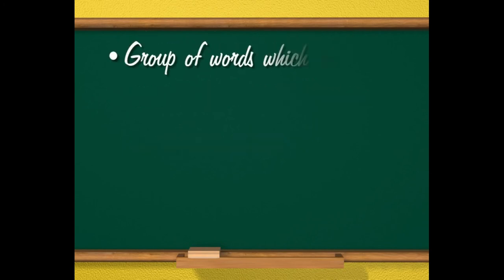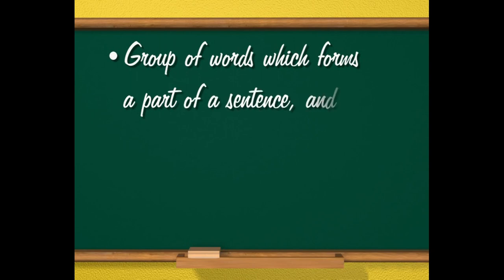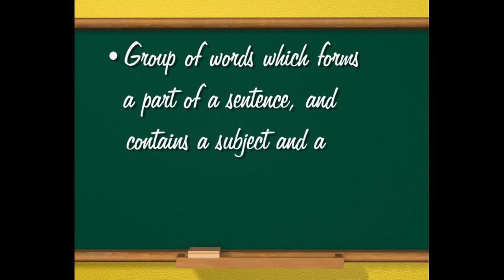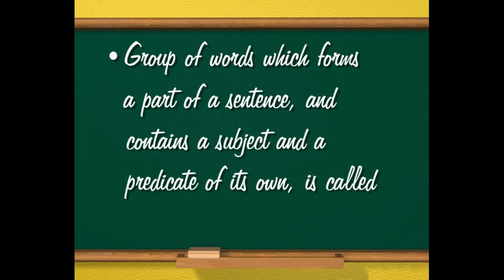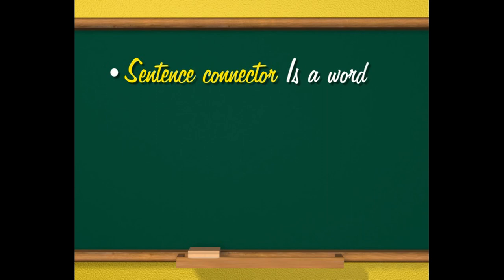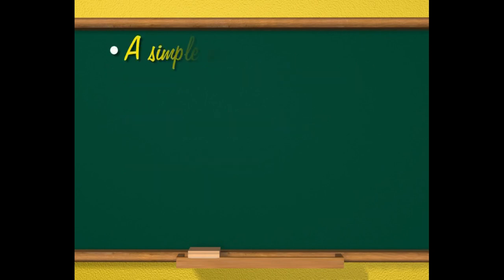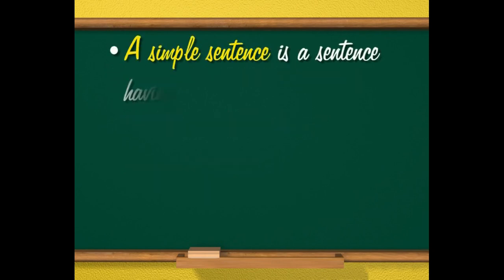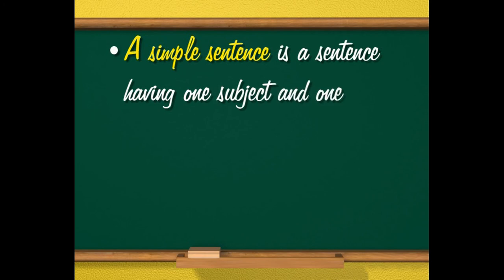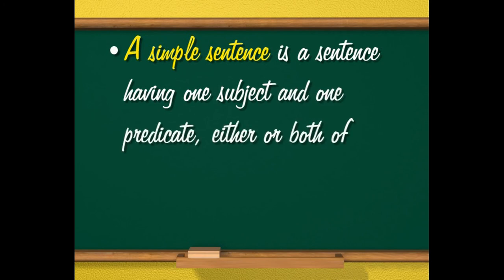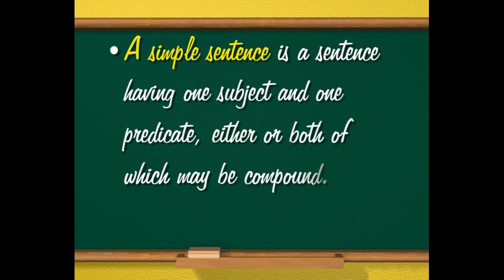Group of words which forms a part of a sentence and contains a subject and a predicate of its own is called a clause. A sentence connector is a word used to connect words or groups of words. A simple sentence is a sentence having one subject and one predicate, either or both of which may be compound.